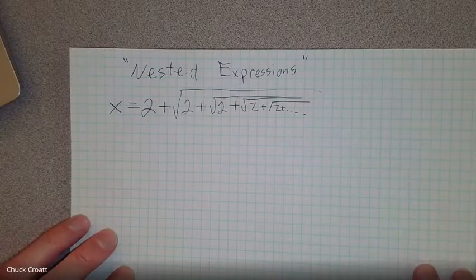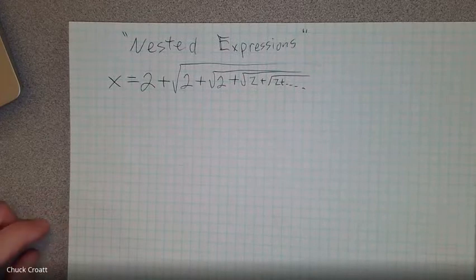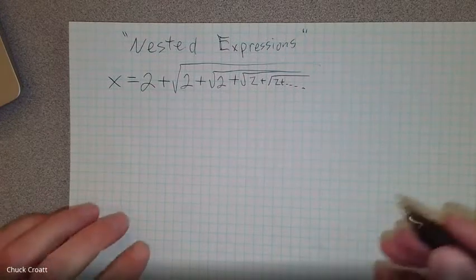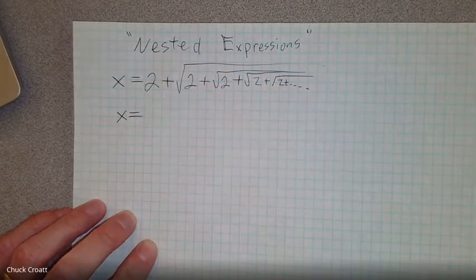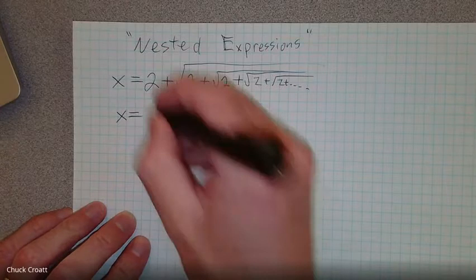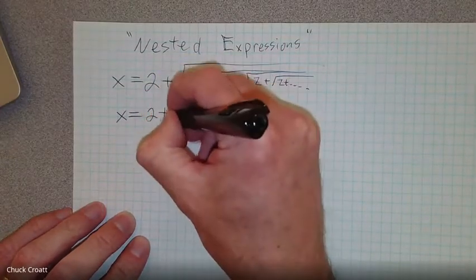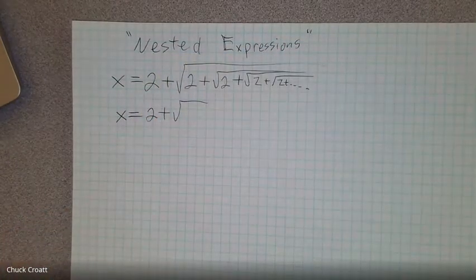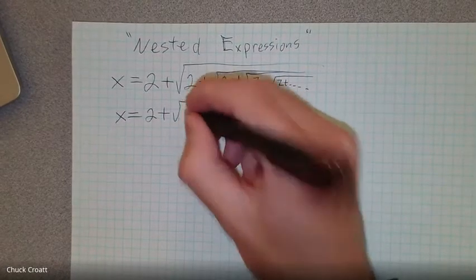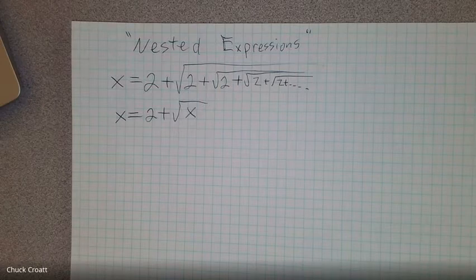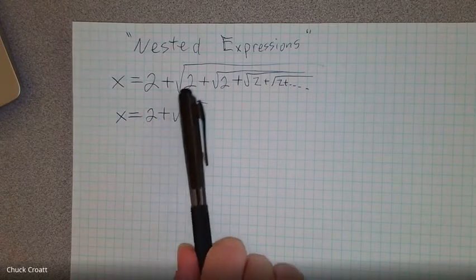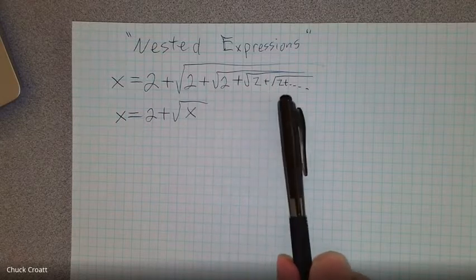So it goes like this. And this is one of those things when I show you, I hope you're going to be like, oh, I guess that makes sense. But if I don't show you this, you'd have no idea how to even start. Well, I'm going to say x is equal to 2 plus the square root of x. What? Because x is defined as 2 plus the square root of 2 plus the square root of 2 plus the square root of 2 plus et cetera, et cetera, et cetera.